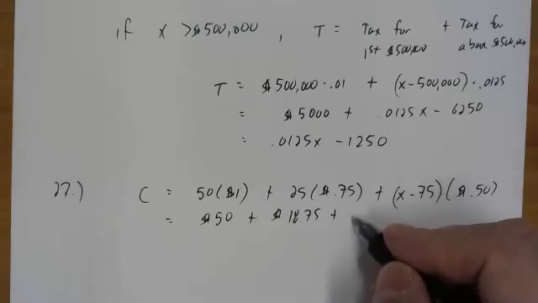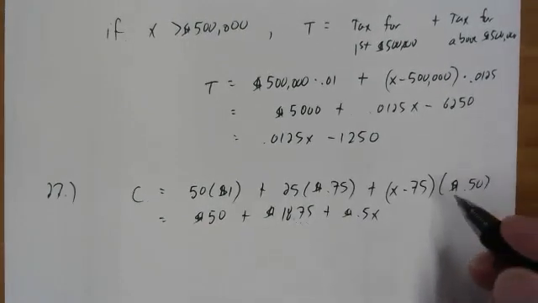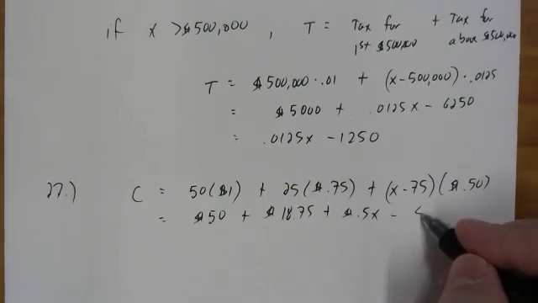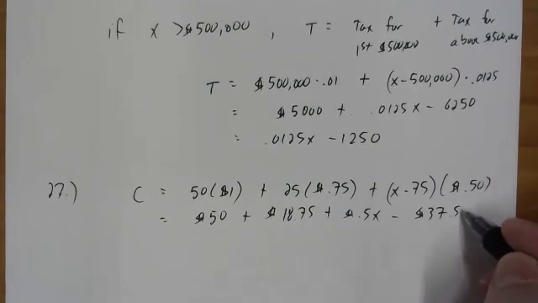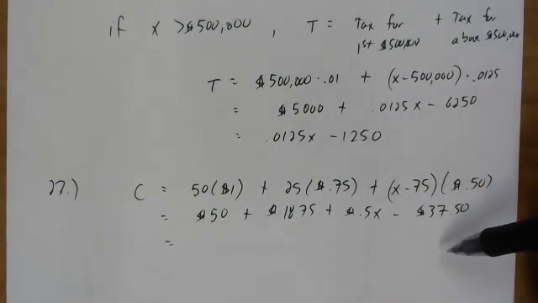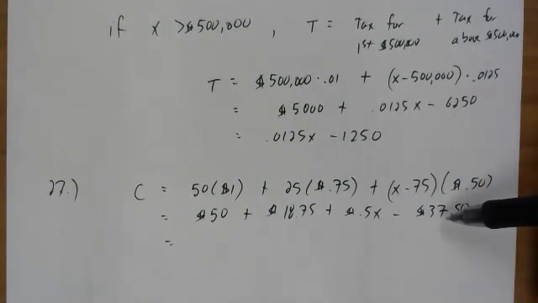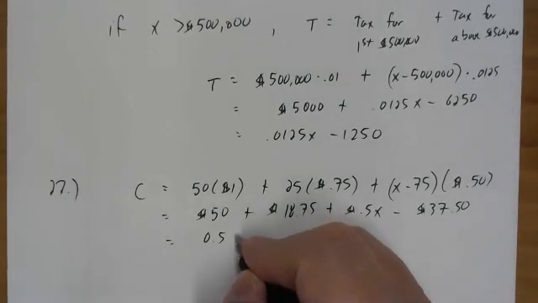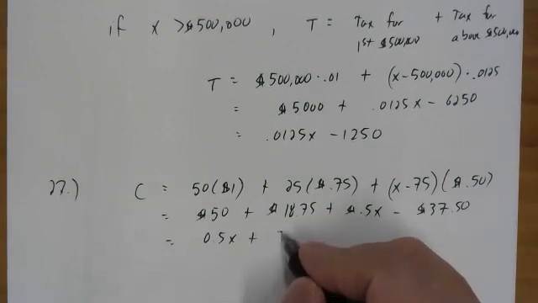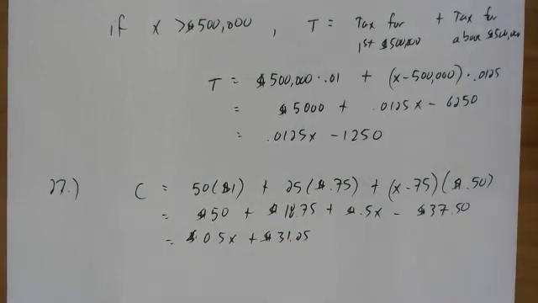Now this is 0.5x, and then minus, so you combine 25 plus 37.50, which is 62.50, and subtract 37.50, so 25. So 0.5x plus 25. Hopefully that's right.